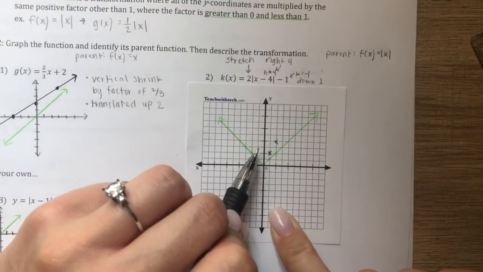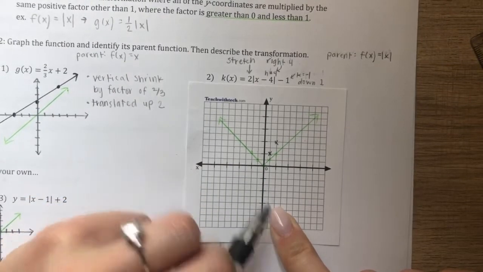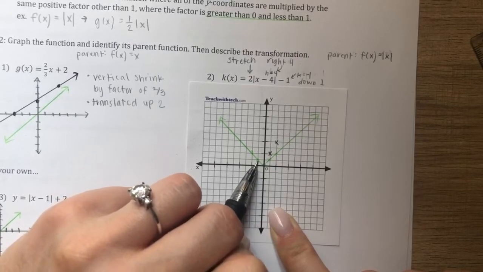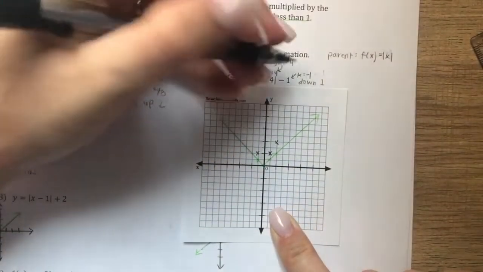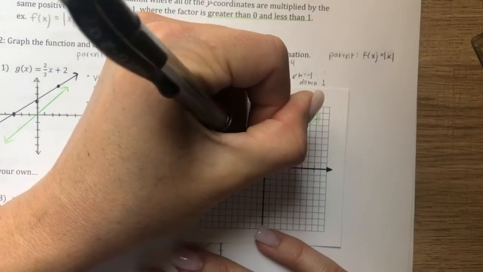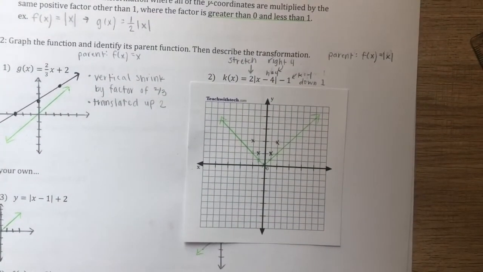And then you can either reflect these points over the y-axis, or you can do the same with these 2 points as we did before. So negative 1, 1, if I multiply the y-coordinate by 2, it becomes negative 1, 2. And then negative 2, 2 becomes negative 2, 4. So we've done the stretch. We still have a point at 0, 0. And now we can worry about the translation.